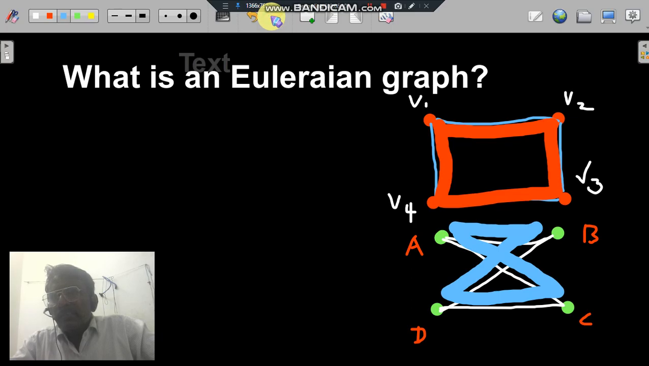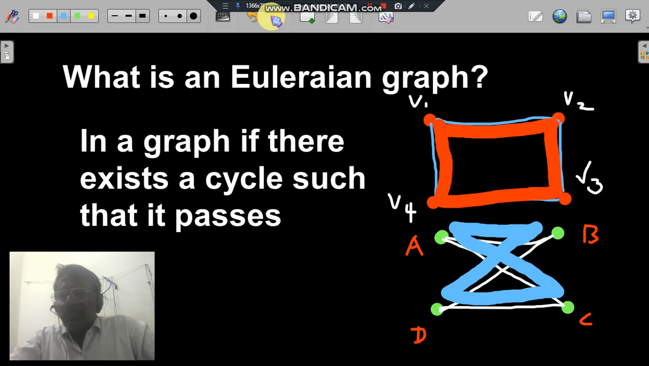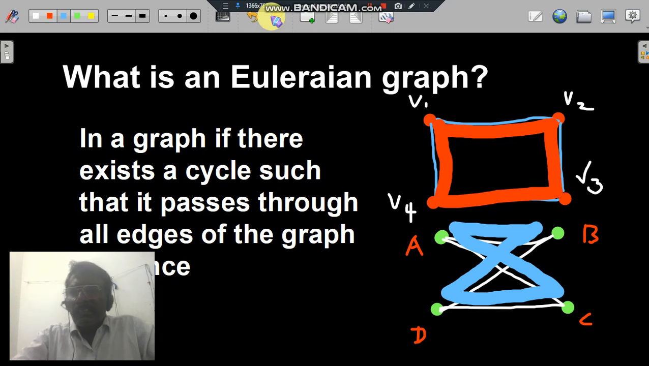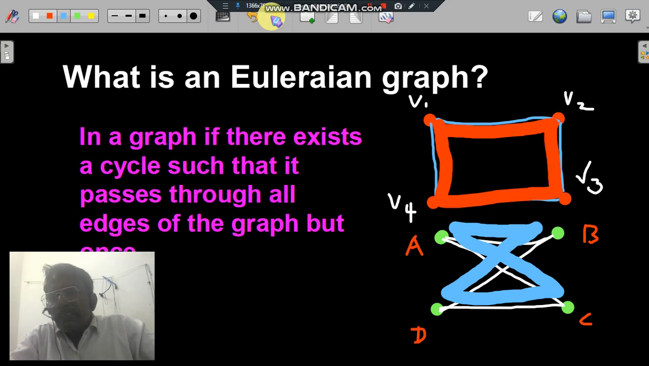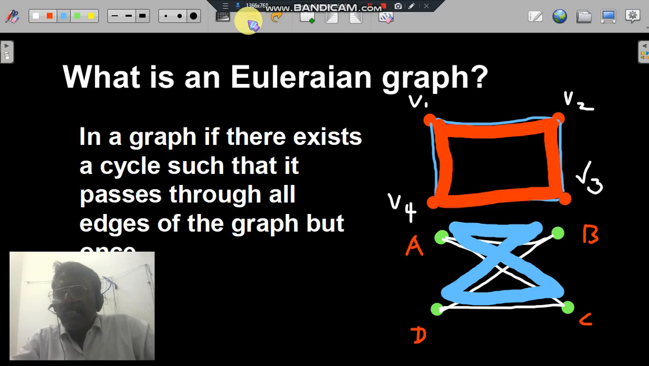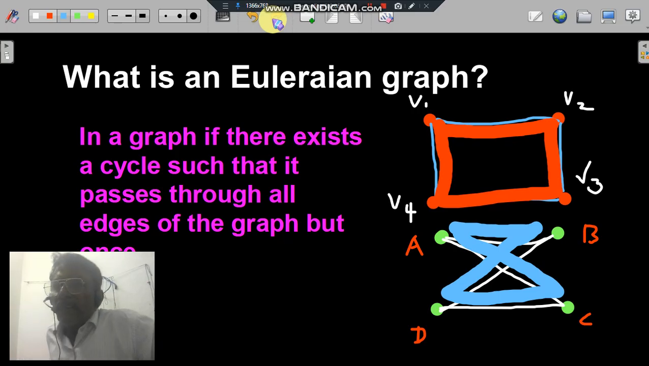So the definition goes like this. In a graph, if there exists a cycle such that it passes through all the edges of the graph but once, that contains each edge only once, such a type of graph we call an Eulerian graph.